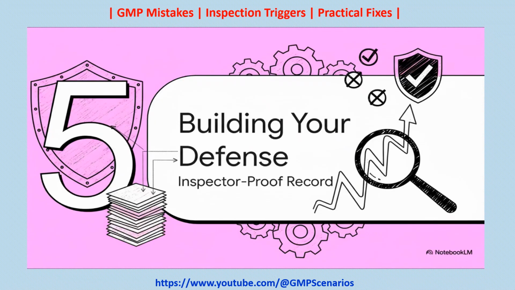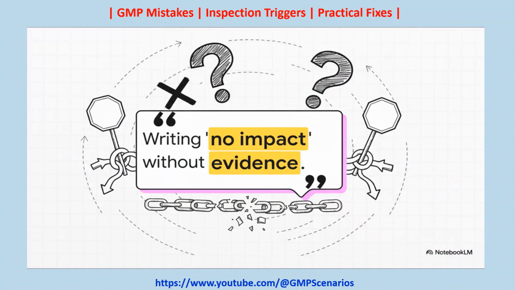And that really gets us to the whole point of this. This isn't just about filling out forms. It's about building a defense. It's about creating a record so clear, so logical, and so well supported that it's basically inspector-proof. You know, the single worst thing you can do, and you see it all the time, is this. Someone just writes "no impact" on the line and moves on. Look, without any evidence to back it up, those two words are completely meaningless. In fact, they're worse than meaningless. They're an admission that you didn't do the assessment.